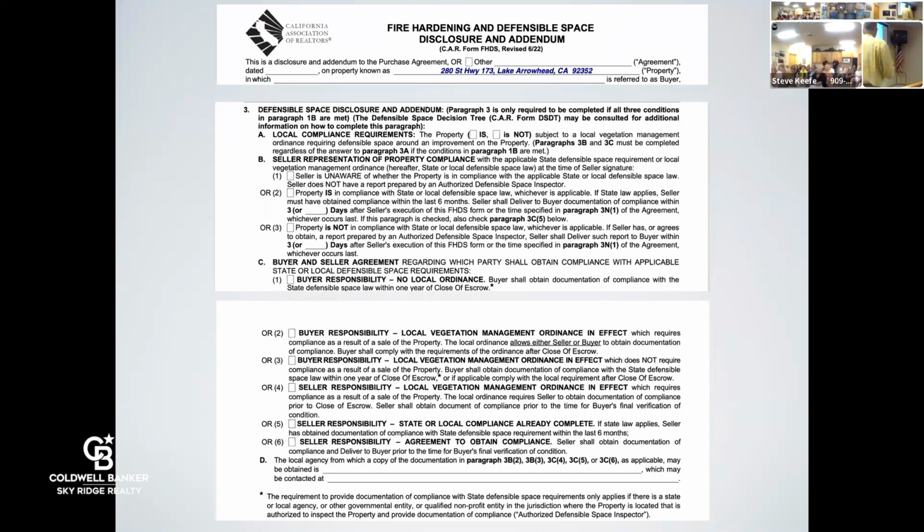And then it goes on, seller's responsibility. You could, that could be checked. Well, let's just go through it. Seller responsibility, local vegetation management ordinance in effect, which requires compliance as a result of the sale of property. You're not going to ever check box 4. Box 5, state local compliance already complete, that could be checked if it's already been done, or if it's allowed to be done after the fact. Okay. Excuse me, seller shall obtain documentation for compliance and deliver to buyer prior to the time for the final verification of conditions. So it's not after the fact.